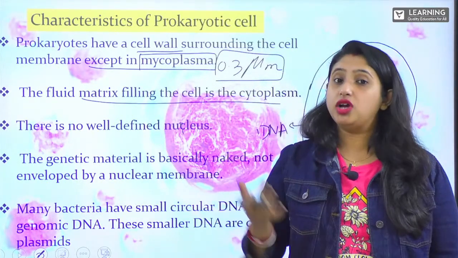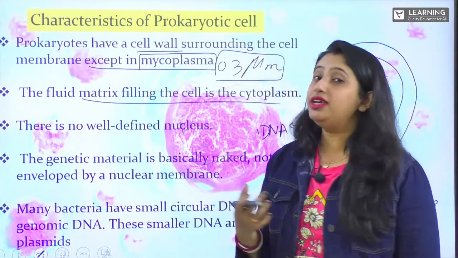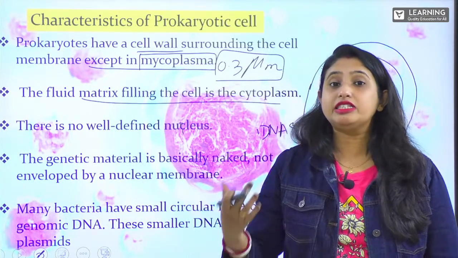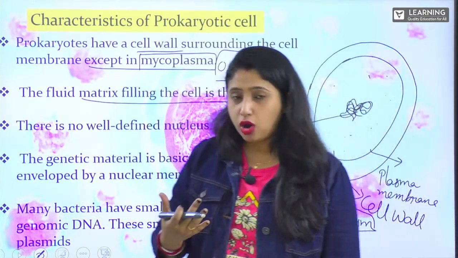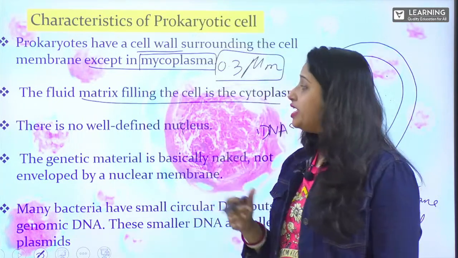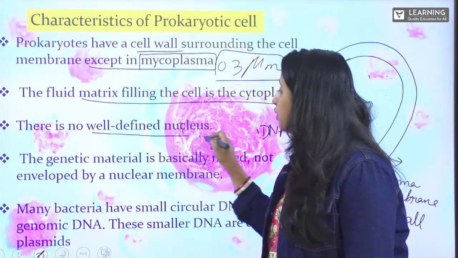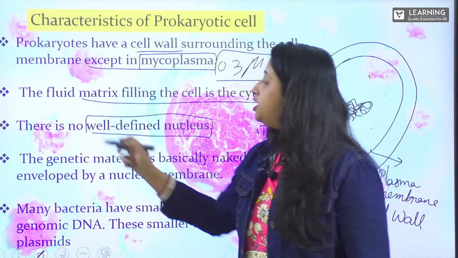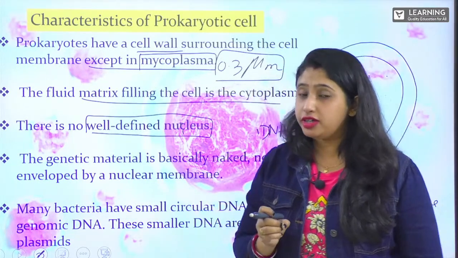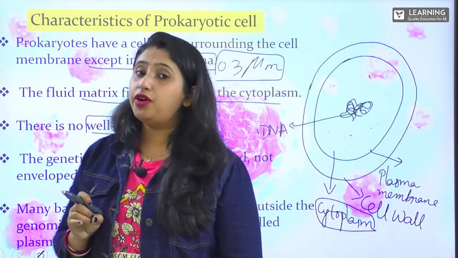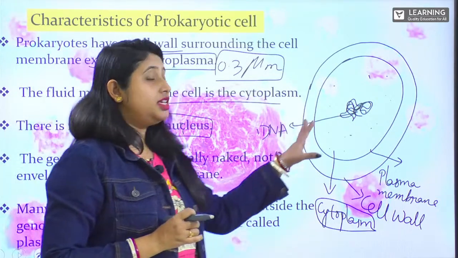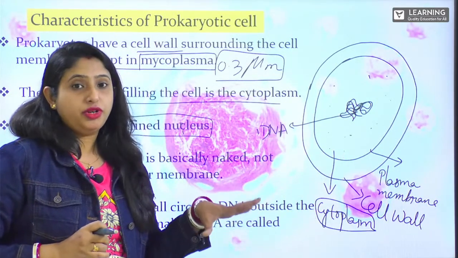It acts as a junction, and it is providing the support. It acts as a matrix for all the cell organelles. Clear? Yes. There is no well-defined nucleus. So in case of the prokaryotes, they do not have a well-defined nucleus. As you can see, the nucleus is not properly formed.